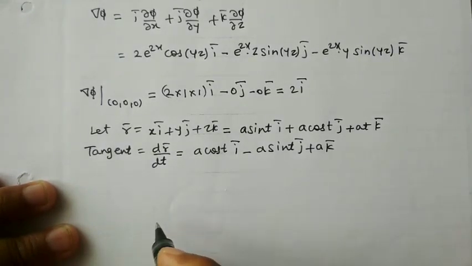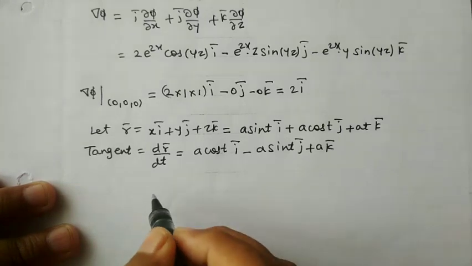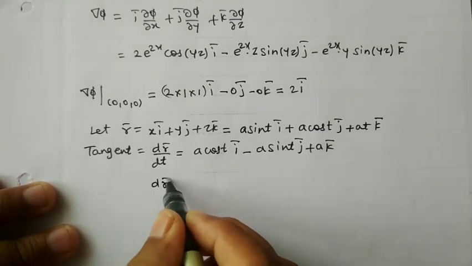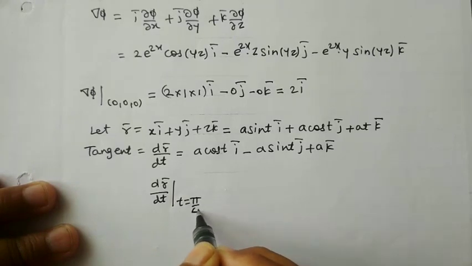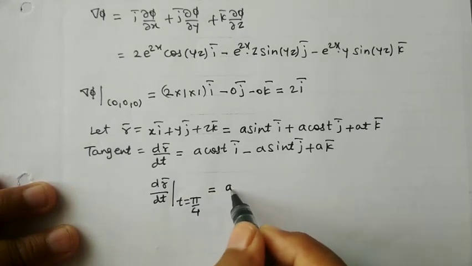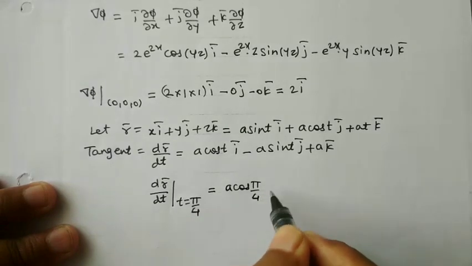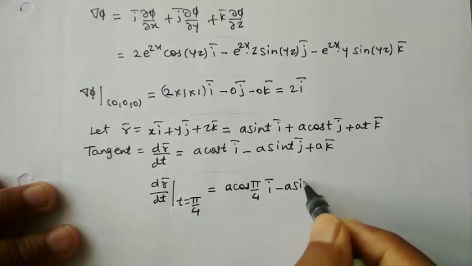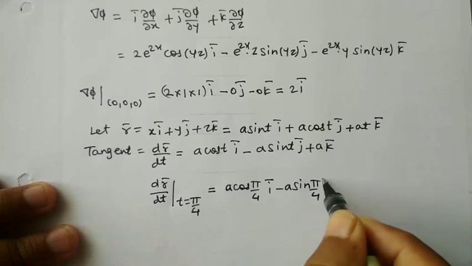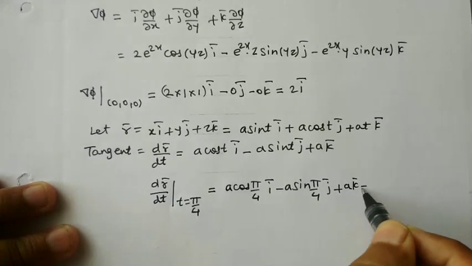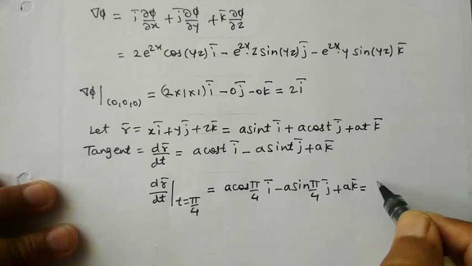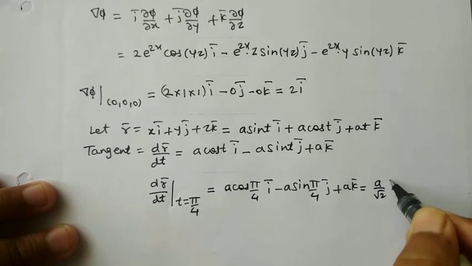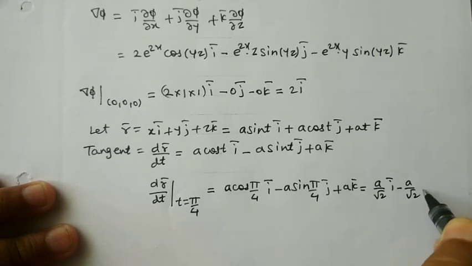Now we have to find the tangent at t equals pi by 4. So the tangent dr bar by dt at t equals pi by 4: put the value of t as pi by 4. We get a cos pi by 4 into i bar, minus a sin pi by 4 into j bar, plus a k bar. The value of cos pi by 4 and sin pi by 4 is 1 upon root 2. So you get a upon root 2 i bar minus a upon root 2 j bar plus a k bar.